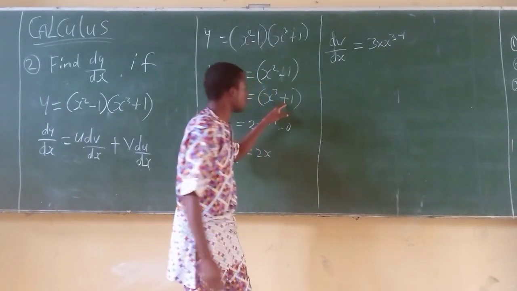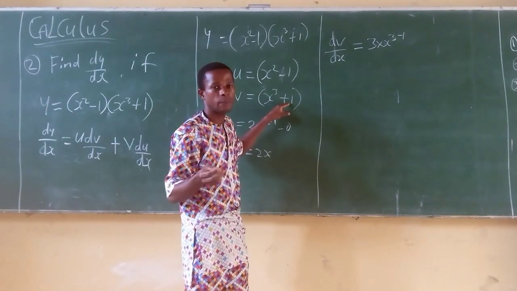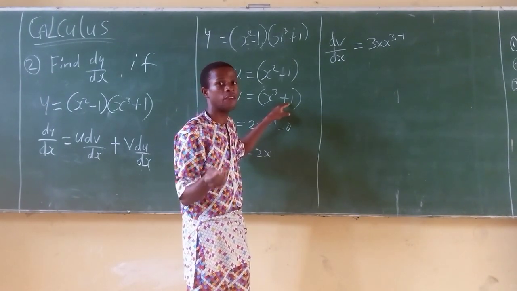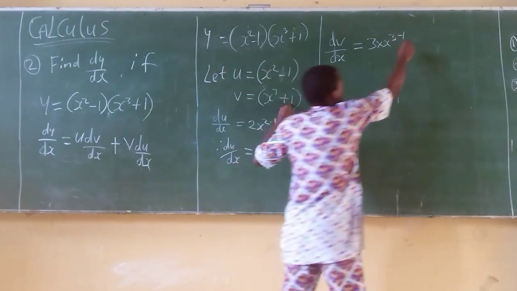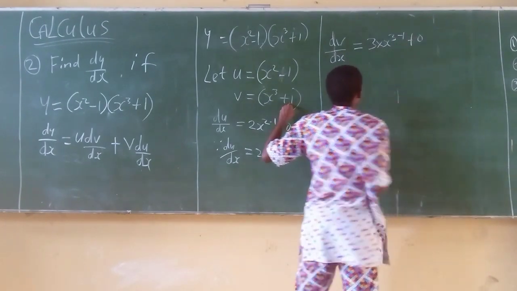Now, this is plus 1. One is a constant because we don't have x attached to it, so we can't differentiate it. So it becomes plus 0.